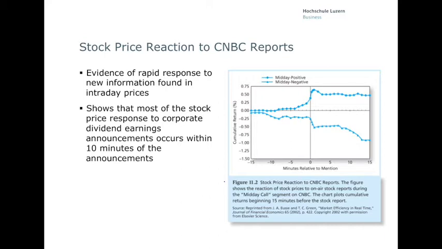The top line is the average price movement of stocks that receive positive reports, while the bottom line reports returns on stocks with negative reports. Note that the top line levels off, indicating that the market has fully digested the news within 5 minutes of the report. The bottom line levels off within about 12 minutes.